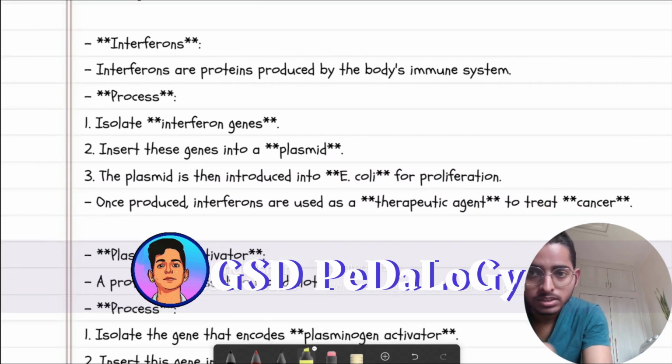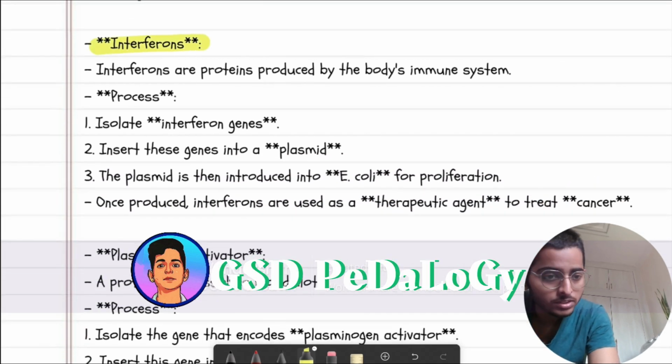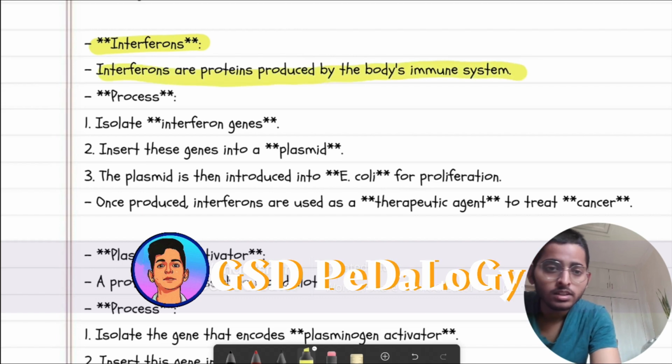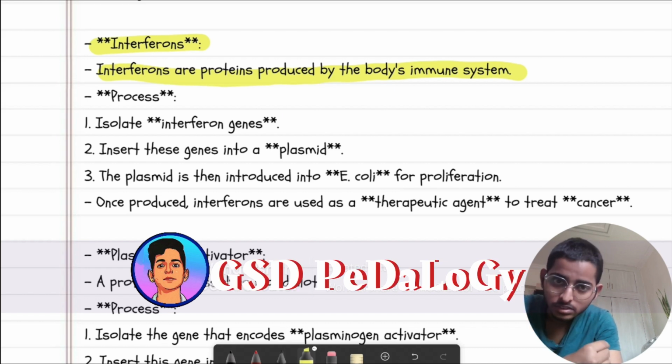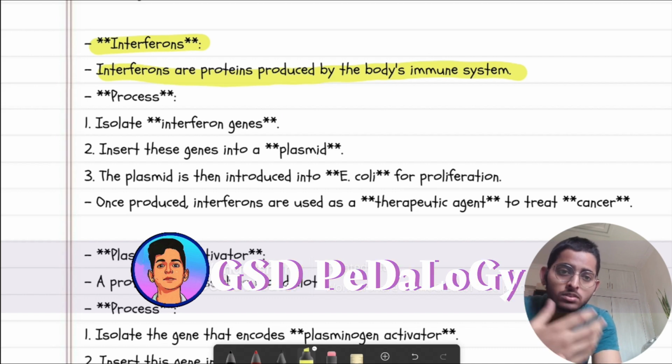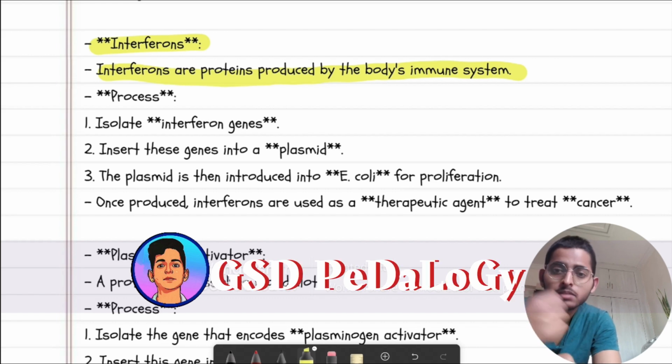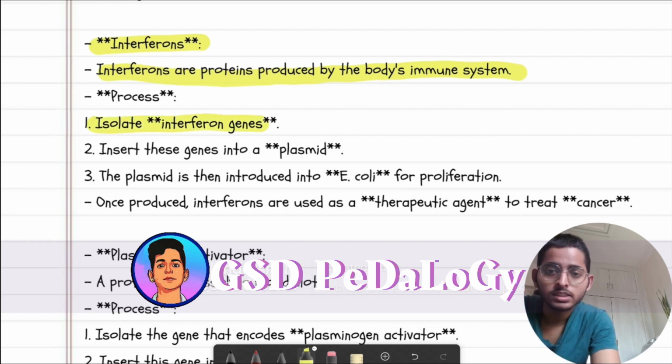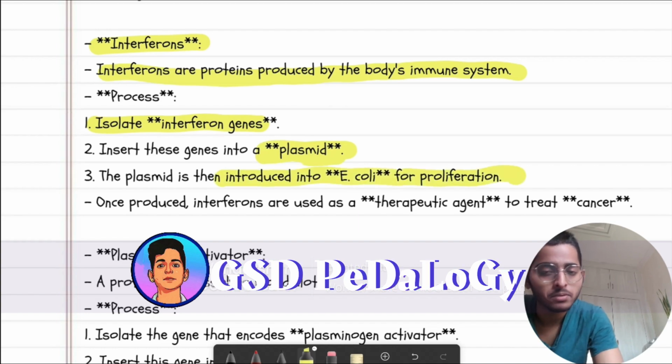Now, interferons. In the previous slide, this was the term which was written. These are proteins produced by the body's immune system, and they are also used to treat cancers because these are immunogenically produced proteins. So we isolate the genes encoding for this protein, then we insert them in a plasmid, and after that we introduce them in the host system for proliferation.